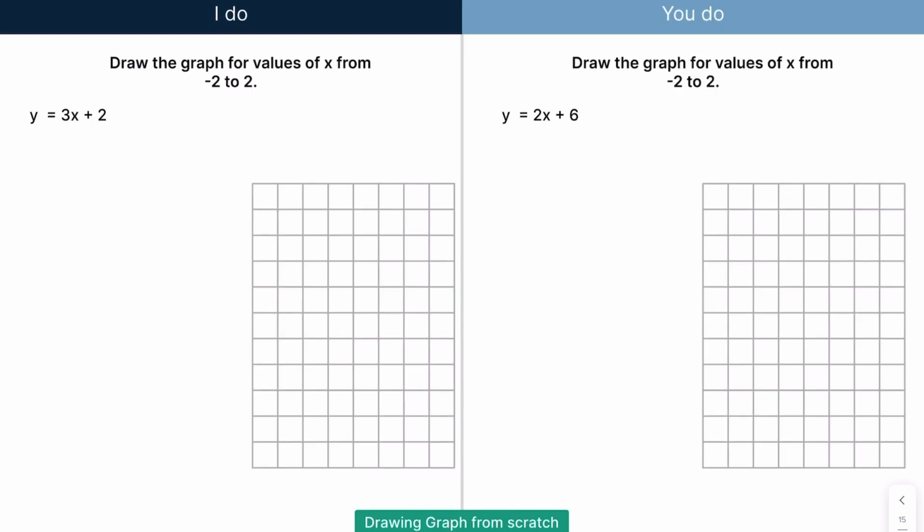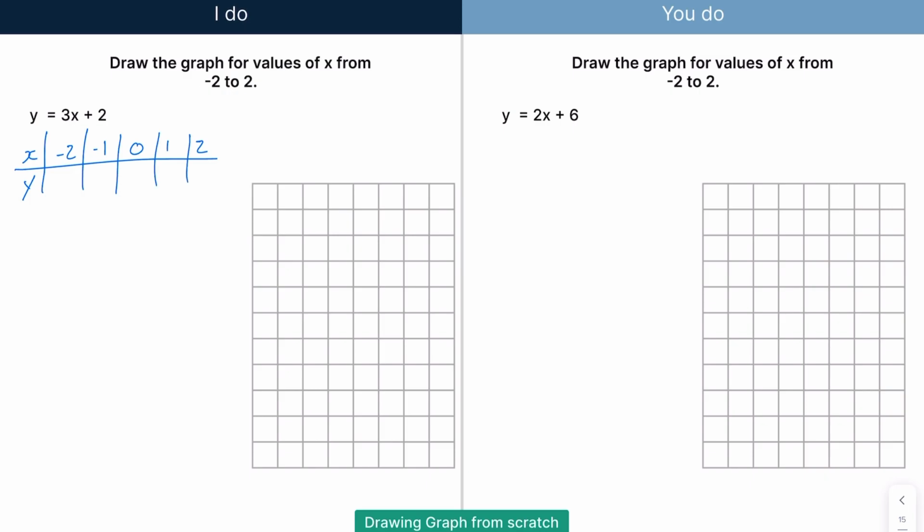Now, moving on. So now we've just been given a blank graph, but we've been told to plot the values of x from minus 2 to 2. So again, we're going to draw the table. So we have x, we have y. We've been told we need to go from minus 2 to 2. So we have minus 2, minus 1, 0, 1, 2.